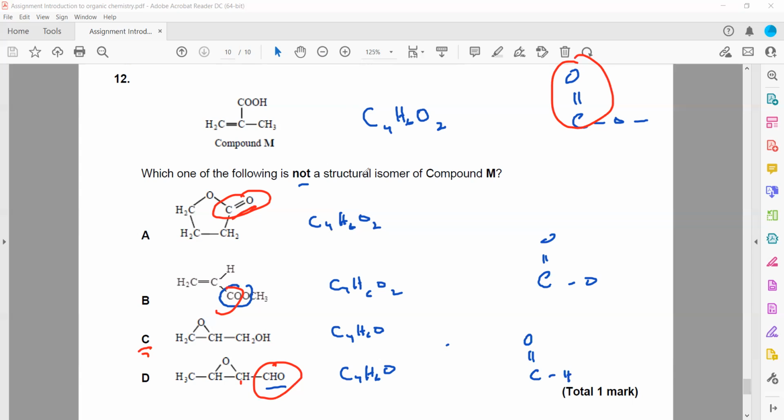Is it clear? Question 12. Yes, Right. sir. So you have to check the structure.